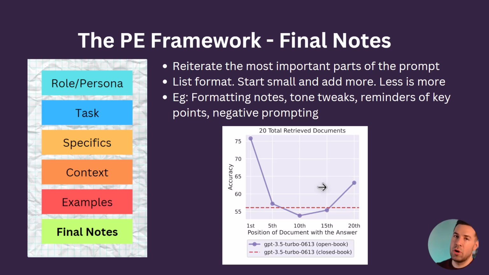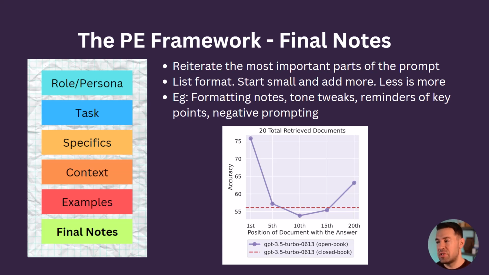And then the last part of the framework is going to be the final notes section. This is where you reiterate the most important parts of the prompt. It's based on this phenomenon known as the lost in the middle effect that has been found with large language models and also with human beings, not surprisingly, where we pay more attention to things that are at the beginning and the end of our input. For instance, with this presentation, you probably have better recollection of and paid more attention to the very beginning. And when we get to the end, you'll probably have a better recollection of the things at the end. All the things in the middle can get a little bit lost.